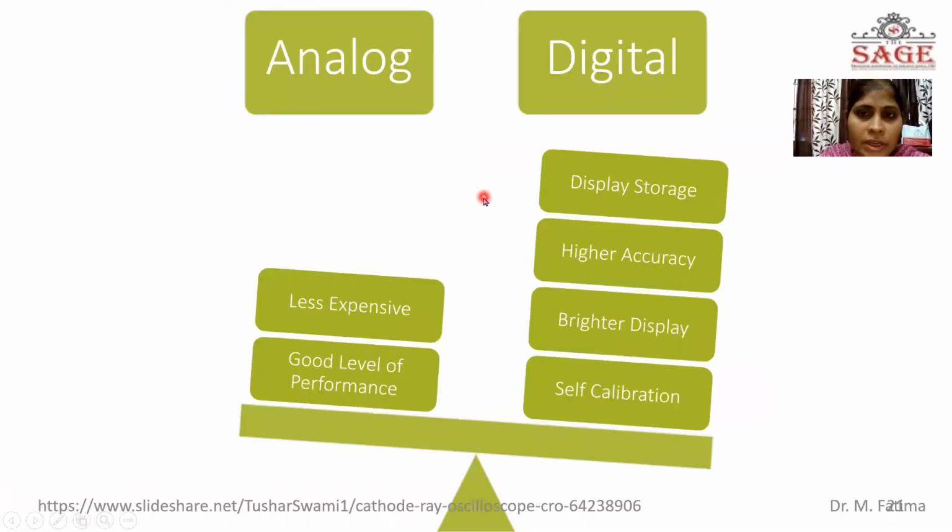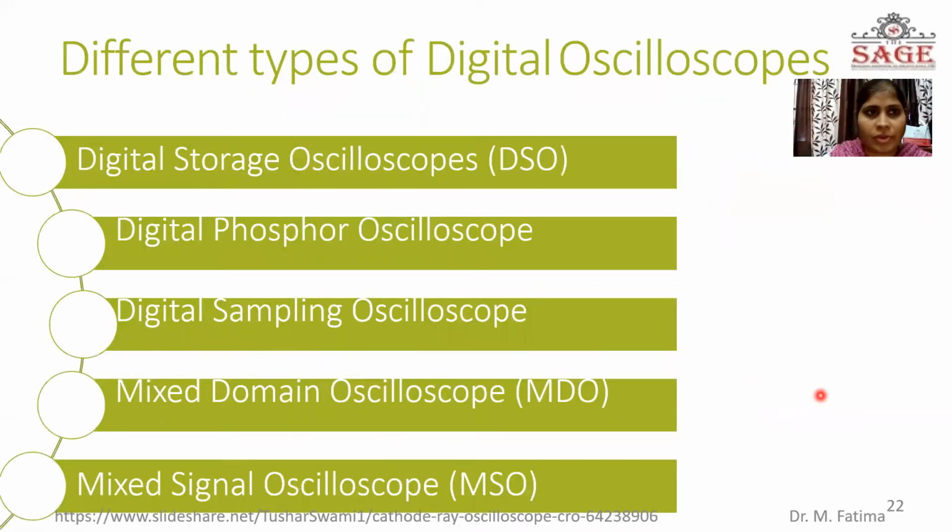Now, the advantages: the analog oscilloscope is less expensive and has a good level of performance. The digital oscilloscope has display storage, so whatever signal is displayed can be stored. It has high accuracy, a brighter display, and self-calibration. The different types of digital oscilloscope are: digital storage oscilloscope, digital phosphor oscilloscope, digital sampling oscilloscope, mixed domain oscilloscope, and mixed signal oscilloscope.